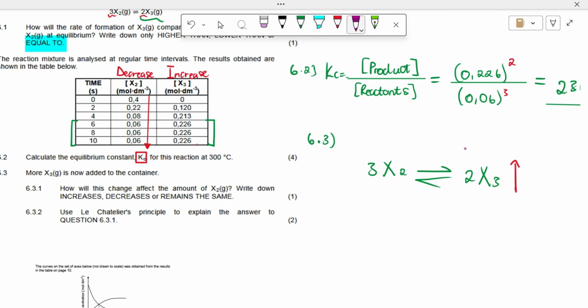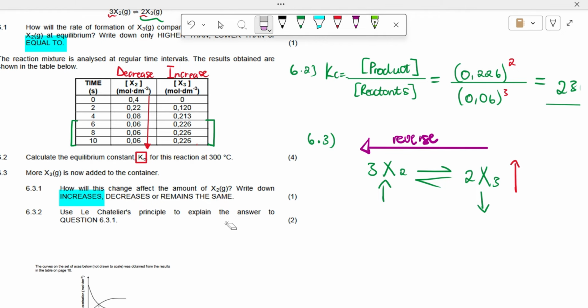How does equilibrium react again, guys? To counteract this disturbance, it would favor the reverse reaction, right? And as a result, the concentration of this one would decrease and this one would increase. So how will this change affect the amount of X2? Write down increase, decrease, or remain the same. We've already established that the answer here would be increases. They're asking about the amount of X2. The amount of X2 would increase.